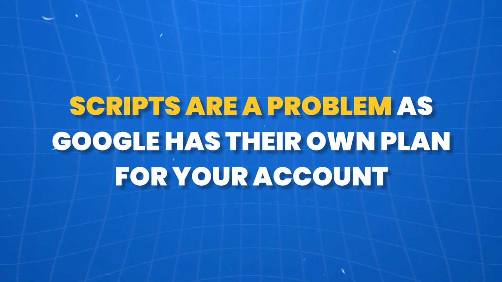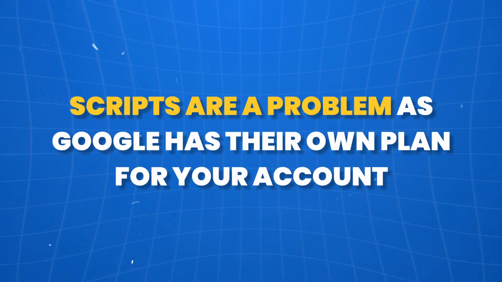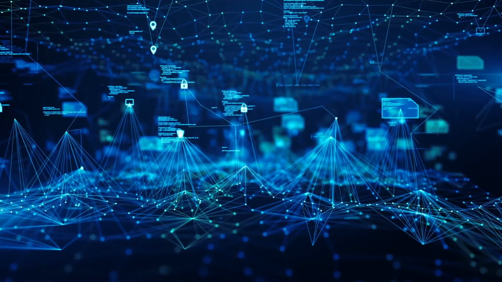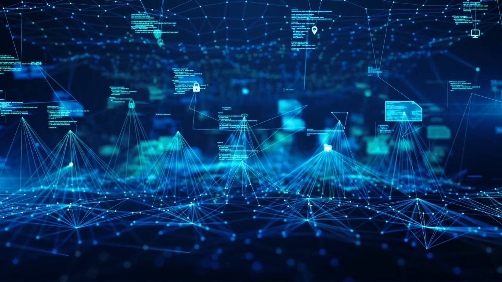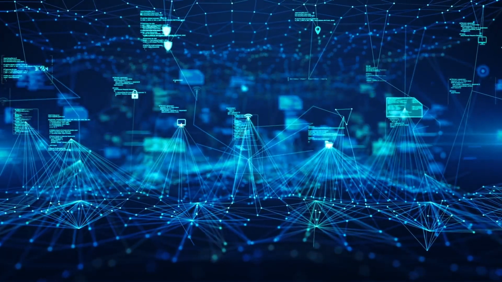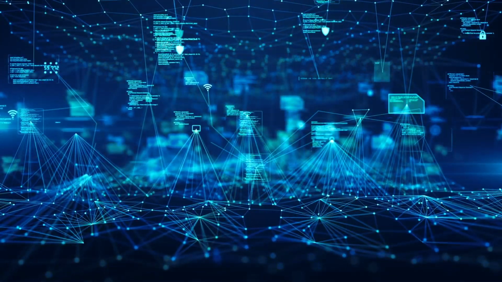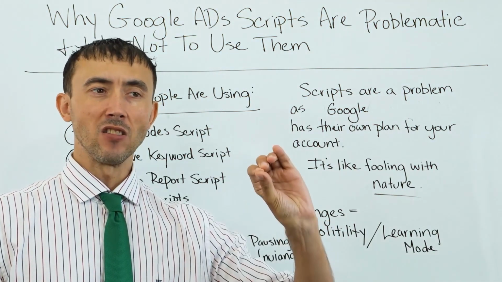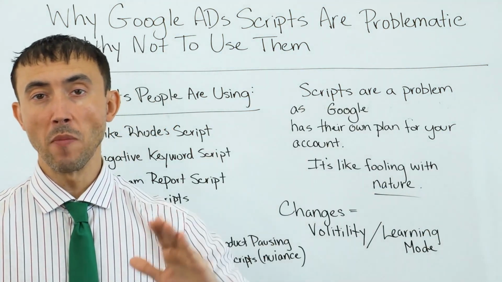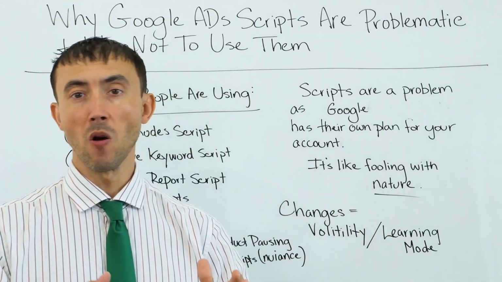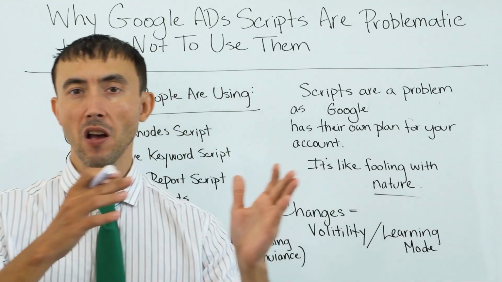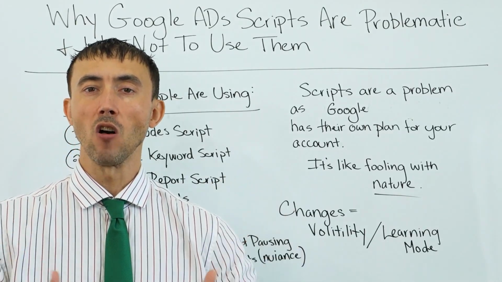So for that matter, scripts are a problem as Google has their own plan for your account. They have their algorithm now that runs all the ads. Let's say you want to show up for a certain keyword, you tell Google, hey, I want to show up for red shoes, when people are searching for red shoes. If you bid on the keyword red shoes, that's as simple as it was back in 2005 when I started. Nowadays, it's: should you show up for men versus women typing in red shoes? Or should you show up for this person who has searched for other red shoes in the past, or should I not? The algorithm is deciding this all in real time.